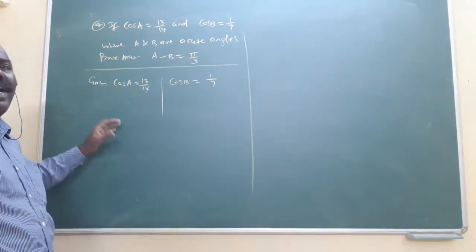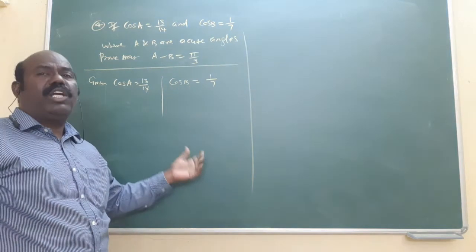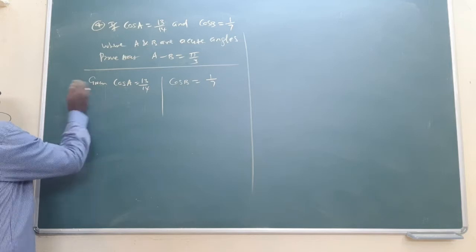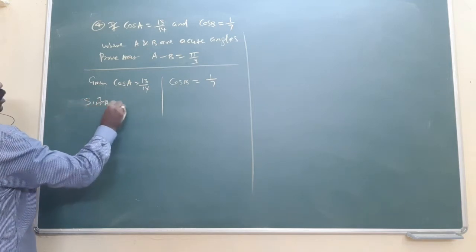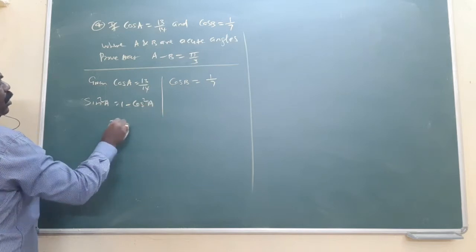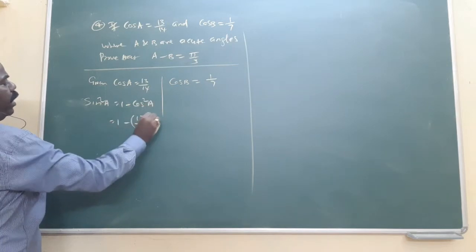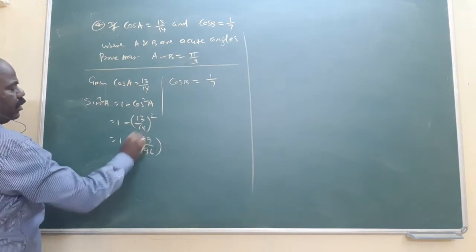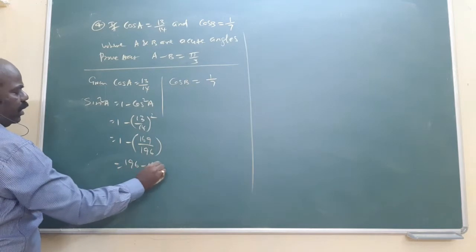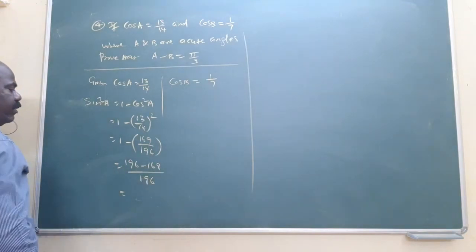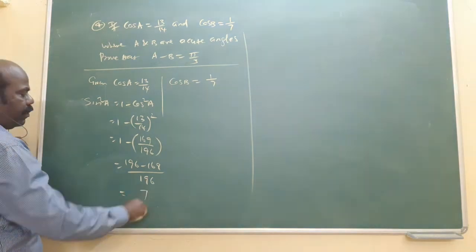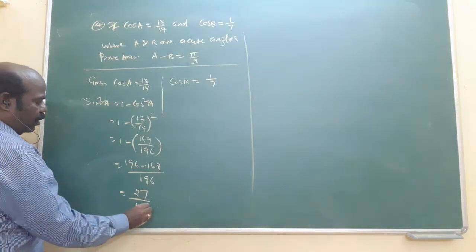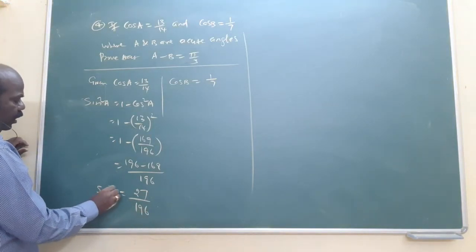From cos A you will find the value of sin A. From cos B you will find the value of sin B. We know the formula for sin square: 1 minus cos square. 1 minus 13 by 14 whole square. 1 minus, what is the answer? 169 by 196. 196 minus 169 by 196. What is the answer? Subtract: 27 by 196 is sin square A.